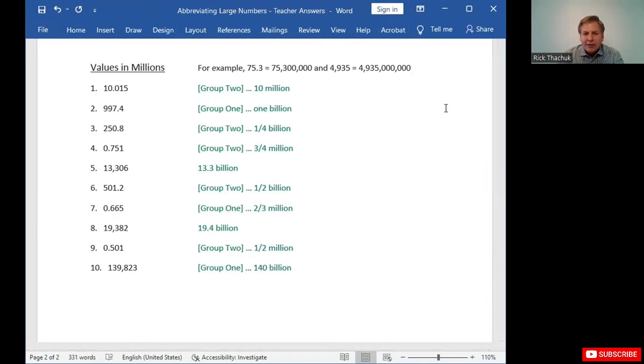All right, and that is how we abbreviate some large numbers. How did you do in this exercise? Some of those numbers were fairly difficult. You can always go through this exercise, do it again until you improve and are able to get all of these numbers correct.